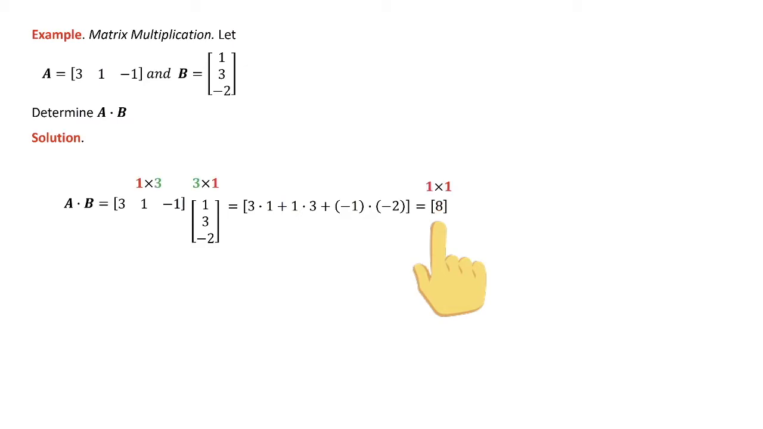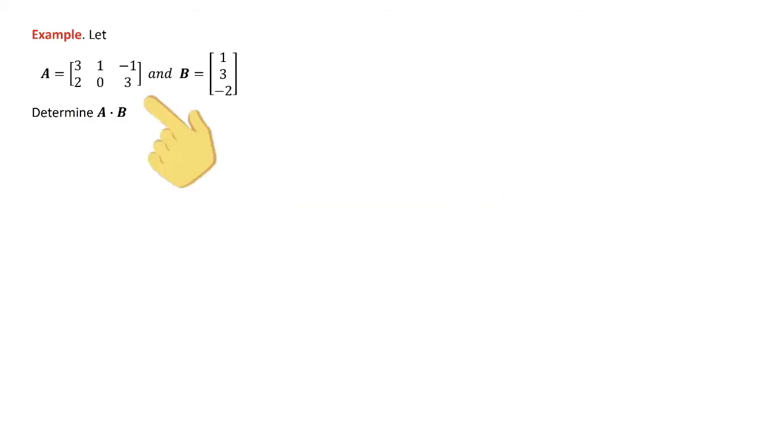Okay, so the first one was a 1 by 3, it was a row vector. The second was 3 times 1, it was a column vector. The 3's have to match, and the resulting output is the 1 by 1. Okay, so that's it. That's your basic calculation.